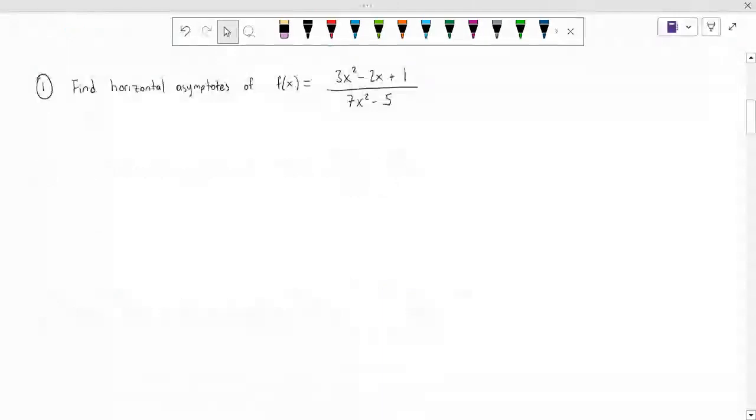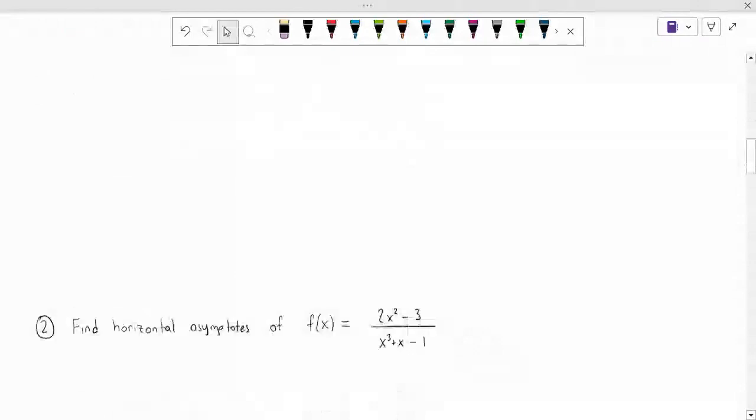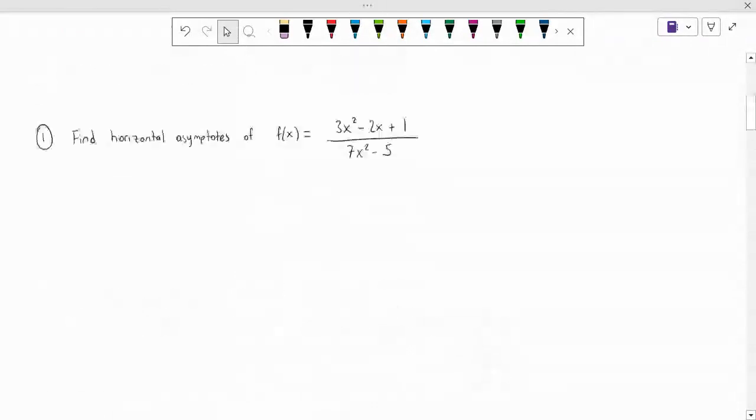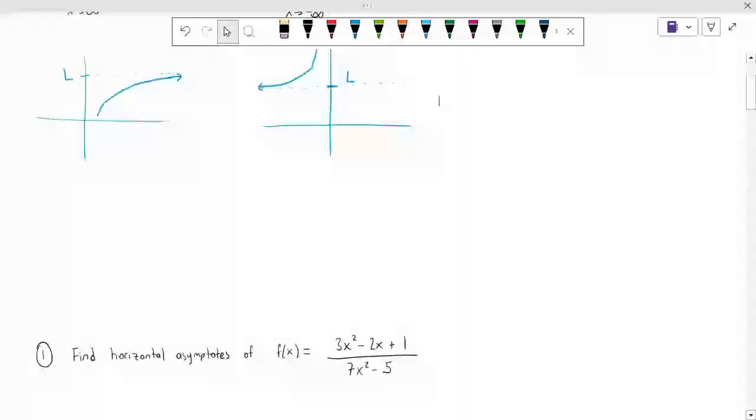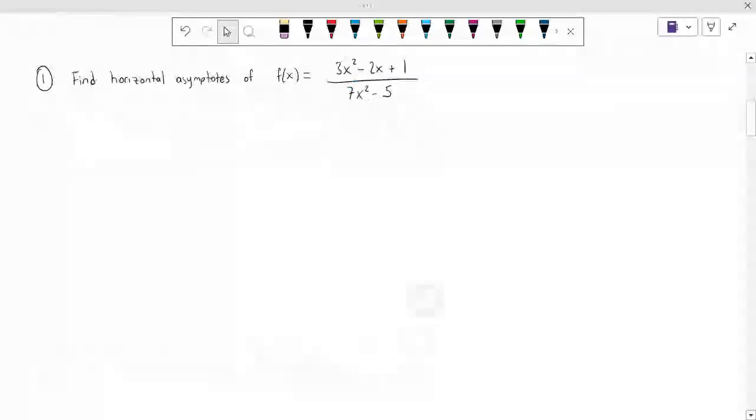So I wanted to apply what we learned to some problems. Let's look at this first problem. Now, we're going to find the horizontal asymptotes using calculus, so using limits, okay? But who can tell me, without doing any calculus, just by looking at this function, what the horizontal asymptote should be?